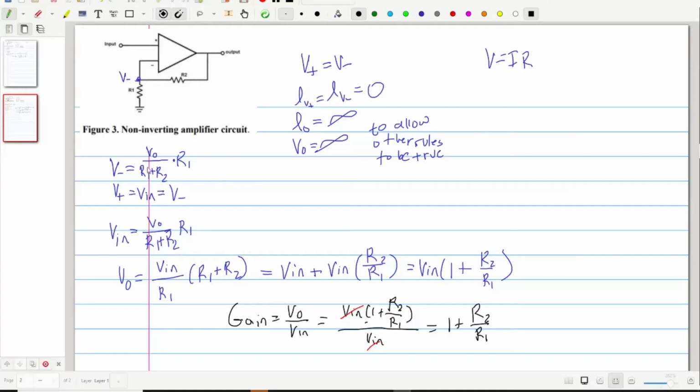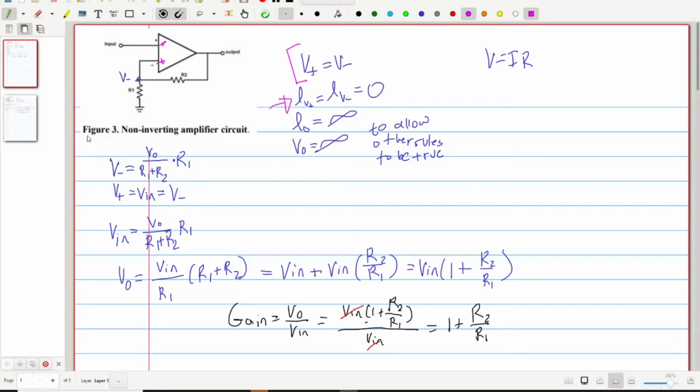Here's the schematic of the non-inverting amplifier circuit. We start out with the assumption that V plus and V minus are equal to each other, the current into these nodes is both 0, and that the op amp can provide infinite voltage or infinite power to keep V minus equal to V plus.